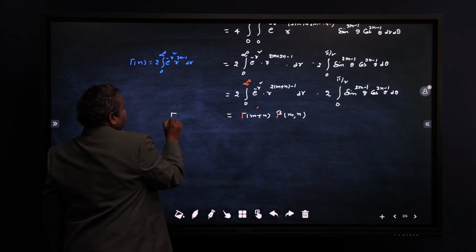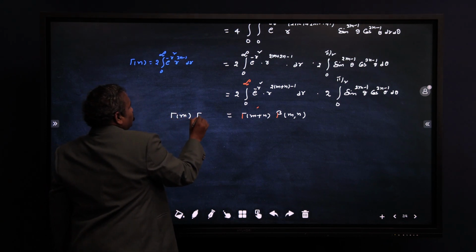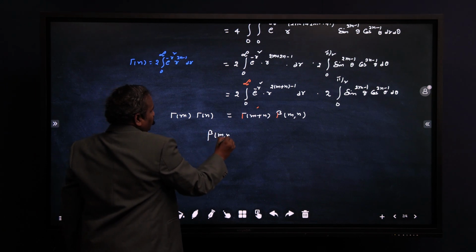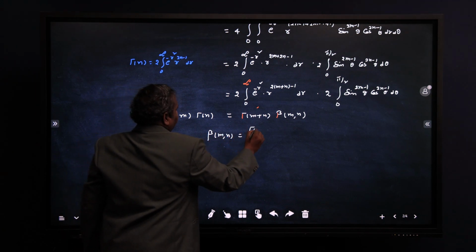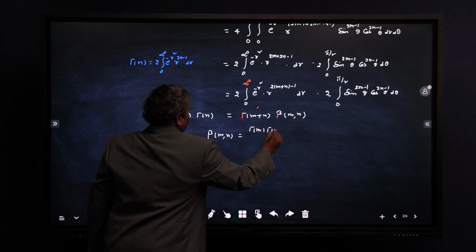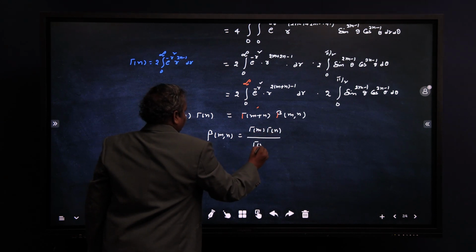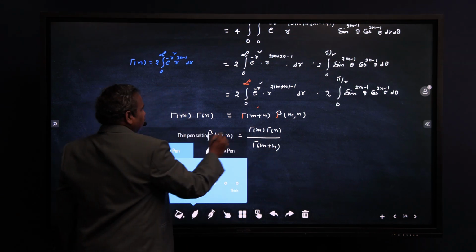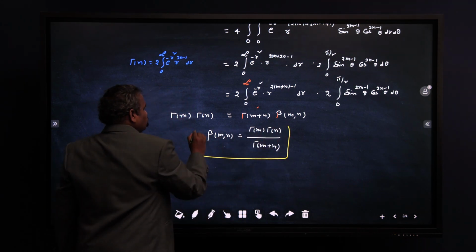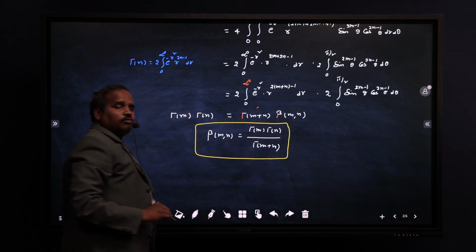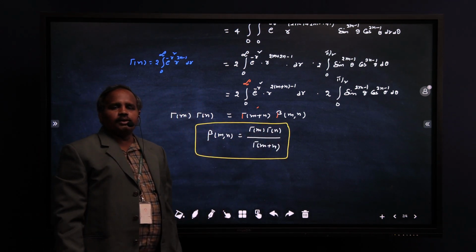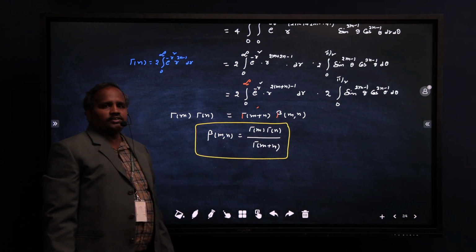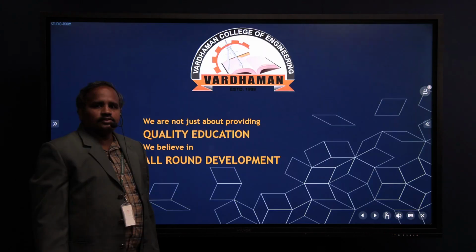The left hand side is gamma of m into gamma of n. From this, beta of m comma n is equal to gamma of m into gamma of n by gamma of m plus n. So this is our standard result. It is very useful for solving beta functions. So beta of m comma n is equal to gamma of m into gamma of n by gamma of m plus n. Thank you.